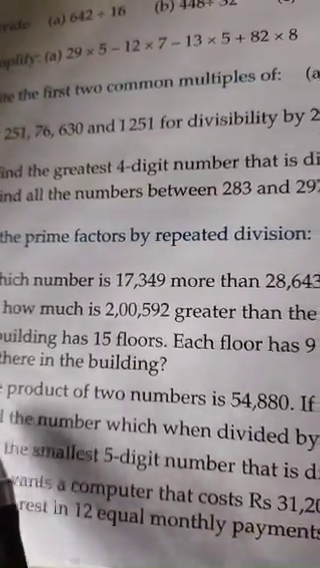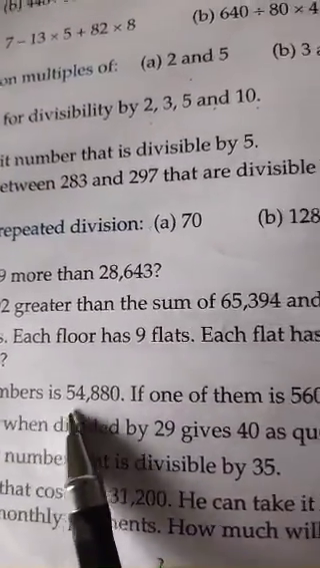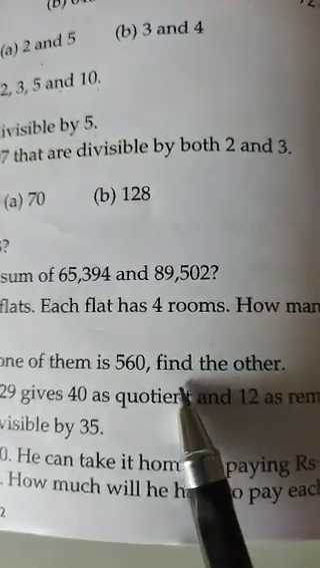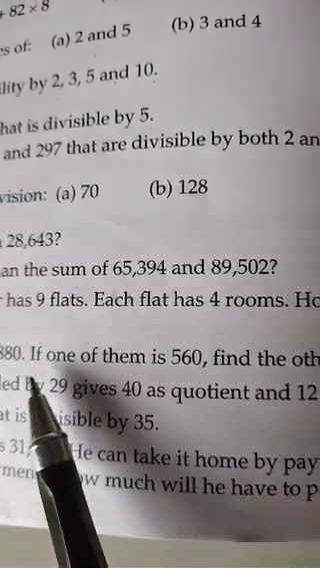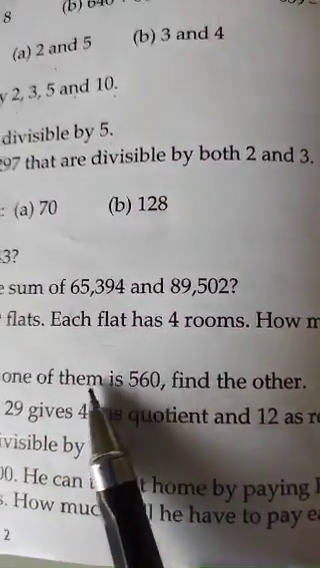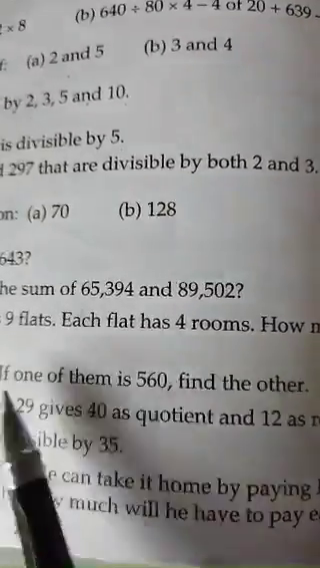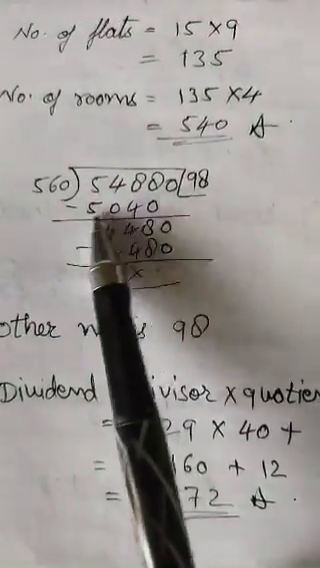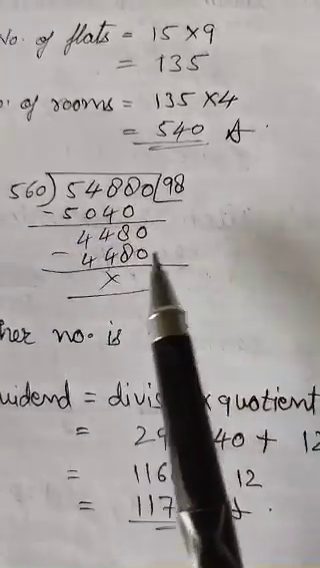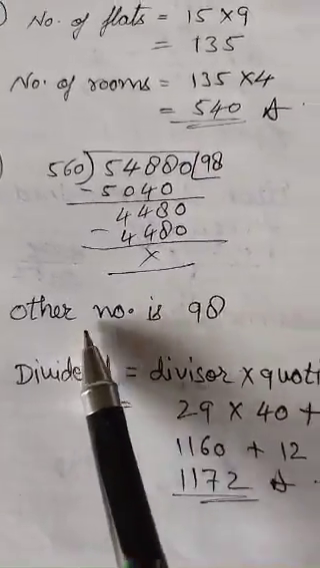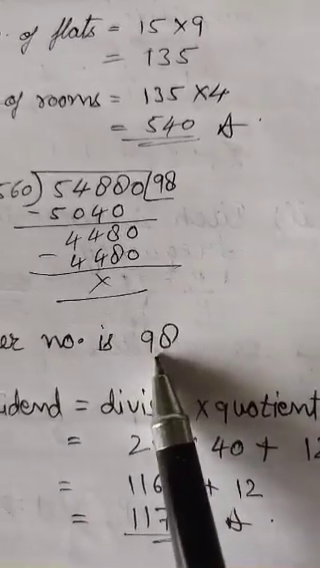Now D: the product of two numbers is this much. If one of them is 560, find the other. In this, the product is given, and product means multiply. So in this type of question we will divide. We will divide both the numbers and we will get our final answer. In this way, we will divide both the numbers and 98 will come, then we will say the other number is 98. This is our answer.